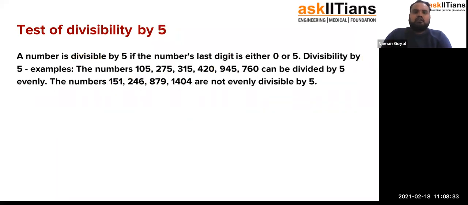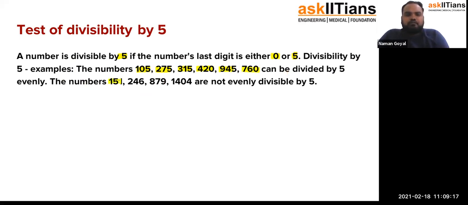Now 5. For 5, the concept is that the unit digit must be either 0 or 5. Let me show you. A number is divisible by 5 if the number's last digit is either 0 or 5. It can be 0 or it can be 5. Divisibility by 5 examples. For the number 105, the unit digit is 5, that's why 105 is divisible by 5. 275, 375, 315, yes, 375 is also divisible by 5. 420, 945, 760, all these numbers are divisible by 5, evenly divisible by 5.